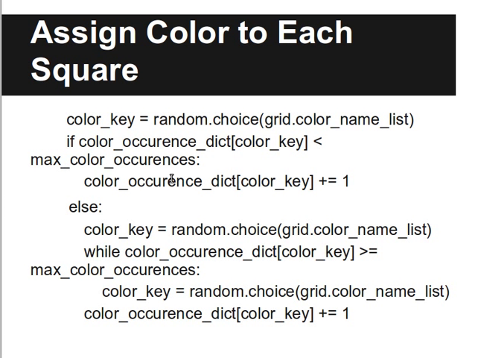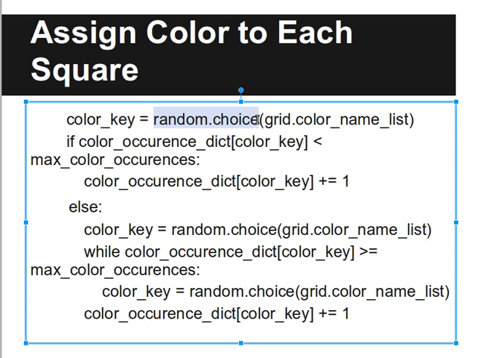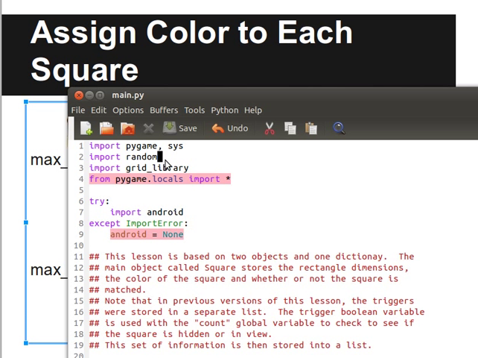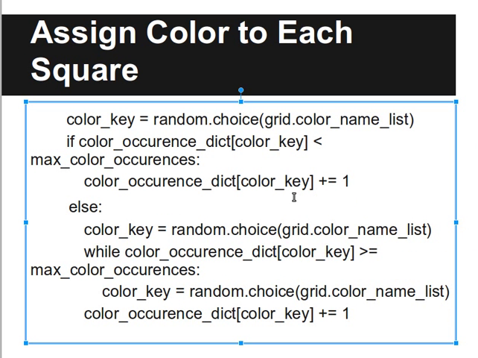Then you assign a color for each square. Initially, you make a random choice. So this is a new command here. Random.choice will pull a random item from a list. You need to import the random library here in line 2. So this is new. Do random.choice, and it's the name of the list. This list of color names, there's 8 color names.